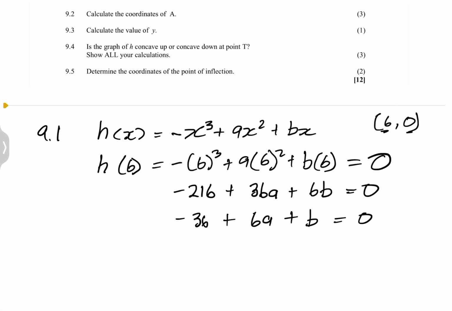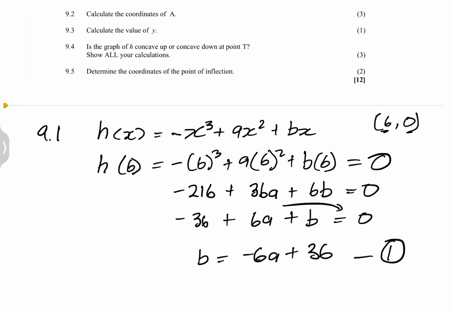All right, so I'm going to try and isolate b and make it the subject of the formula. In this case, I've got b is equal to negative 6a. Remember, when it goes to the other side, it becomes negative, plus 36. So let's call that equation 1.